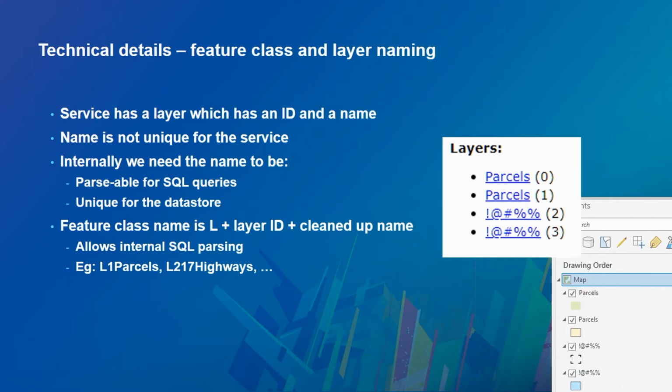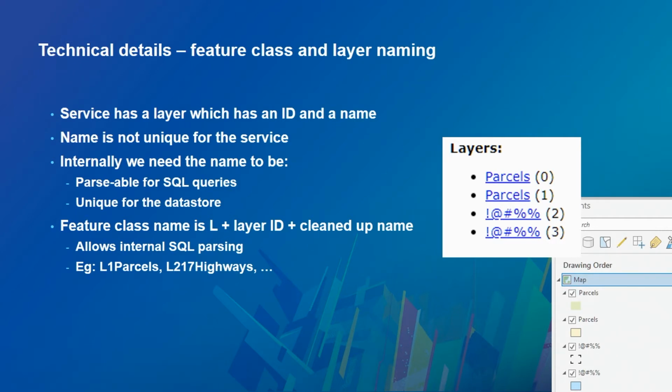Those layers that are in your map can have any type of name. They could have special characters. They could be duplicates. But those don't really work well within a data source. We need uniqueness within the data source. And we can't have invalid identifiers if we're doing things like SQL parsing, which we do a lot of client side.